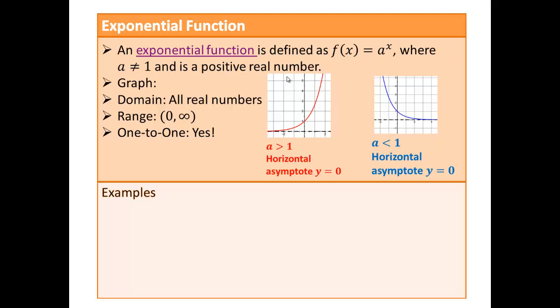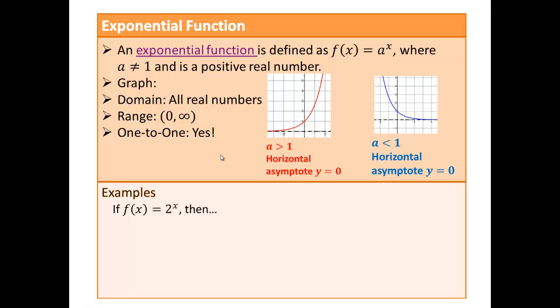Yes, it's 1 to 1 because you can see that any horizontal line will only contact the graph in one point here. Anything under it, there is no contact. So this function is 1 to 1, similar to this function. So they are both 1 to 1 functions. So in general, all exponential functions are 1 to 1.